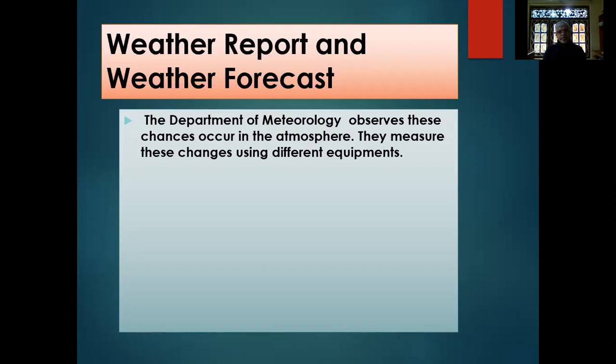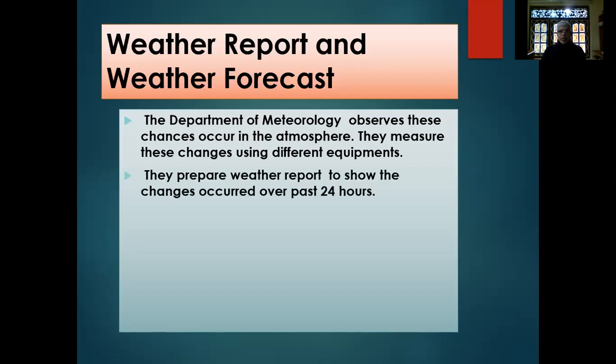Then they also measure these changes: the amount of the rainfall, the speed of the wind. To measure that, they use different equipments. Equipments, upakaran. At present, most accurate, weather-proof and scientific equipments are used to measure it. Therefore, you must have a very good idea about that. The meteorologists working in the Department of Meteorology engage in this task to collect data about these changes.